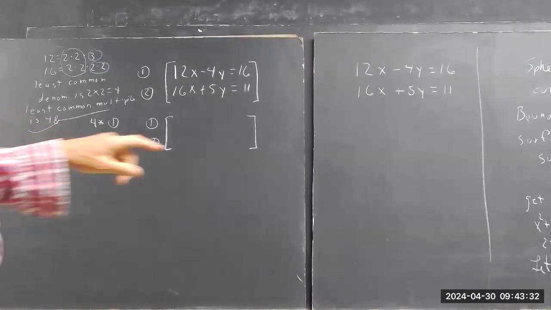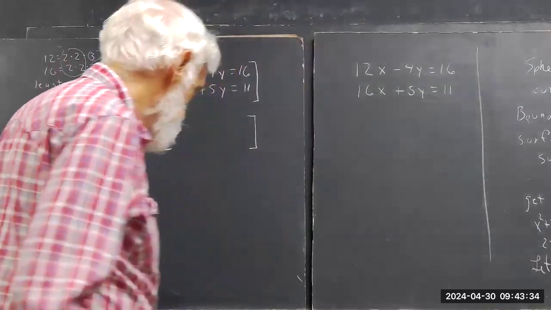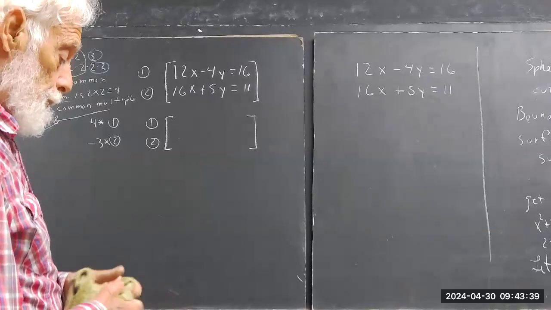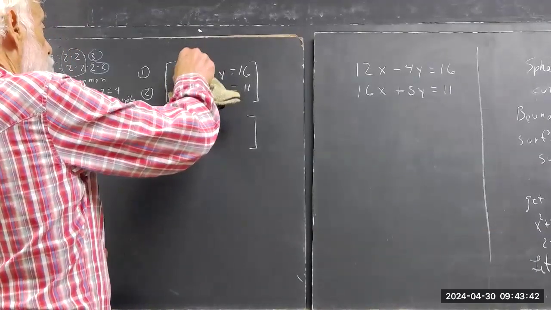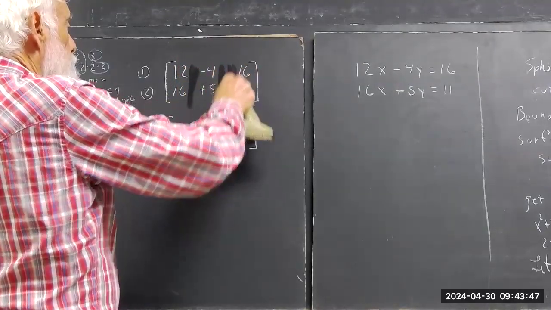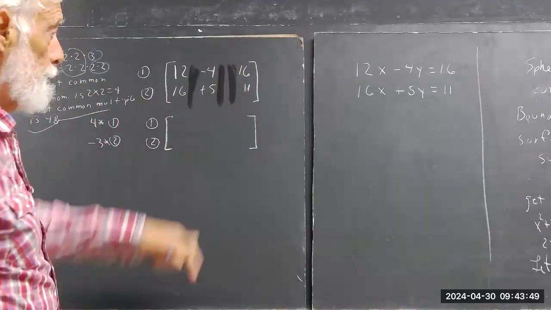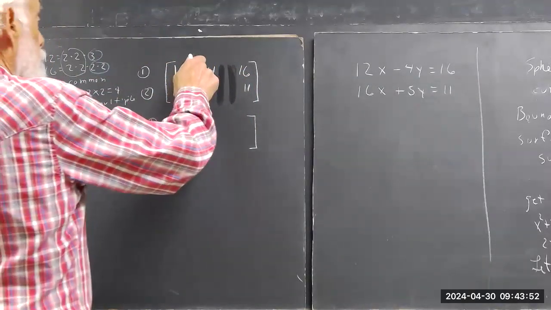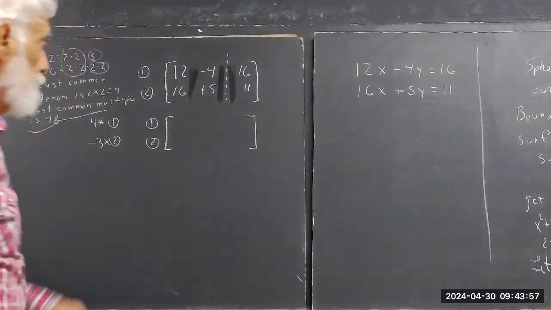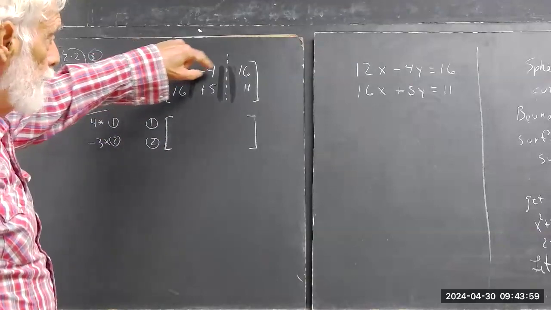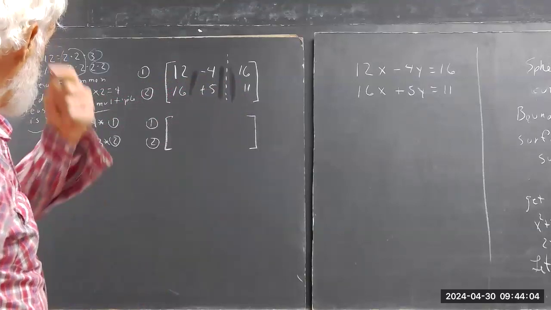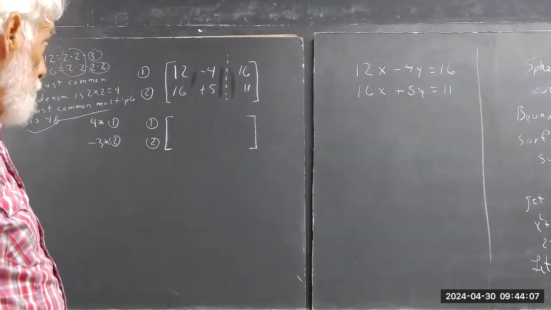Okay, we were given this system and asked to solve it. Of course, we could put brackets around it and reduce it. But what we really want to do is use the augmented matrix. We just don't include the x's or the y's. Put a dot there. And it's understood that this means 12x minus 4y equals 16, 16x plus 5y equals 11. Now we can just operate on the numbers.